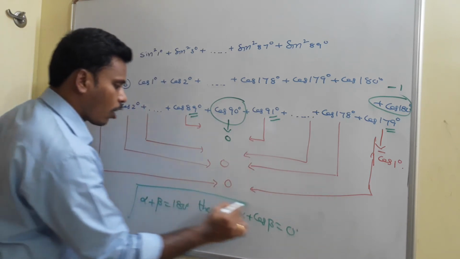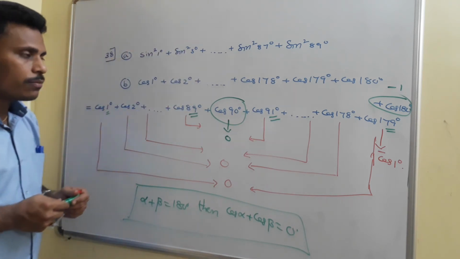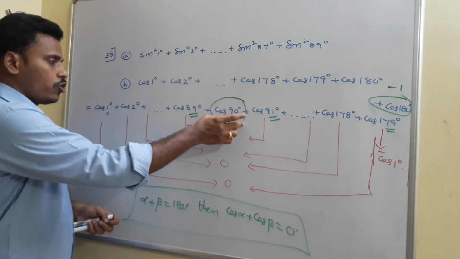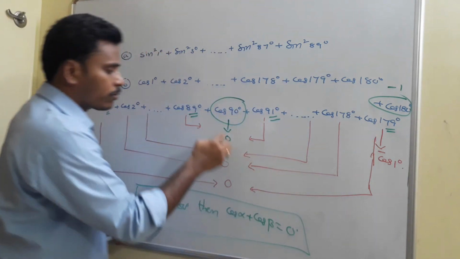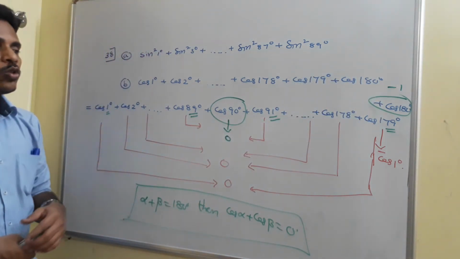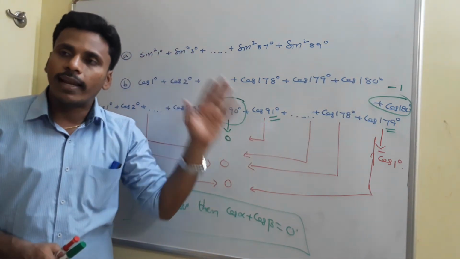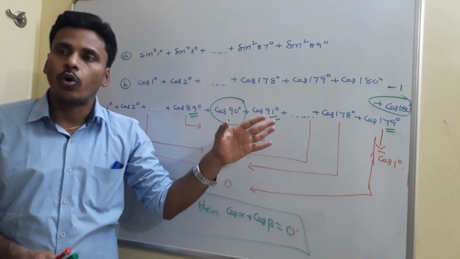Right? With that logic, I am calculating the sum of all these terms as -1, because this is 0, the middle one is 0, and all these 89 terms, the summation is again 0, but at the end I have cos 180 degrees, whose value is -1, so that -1 will remain there, and the answer for this problem is -1 only.